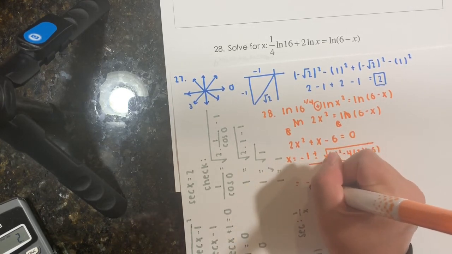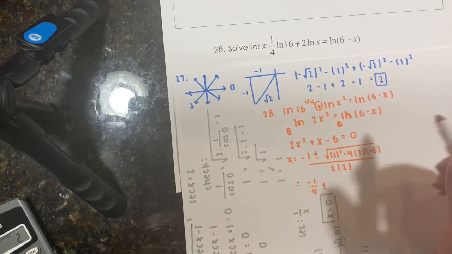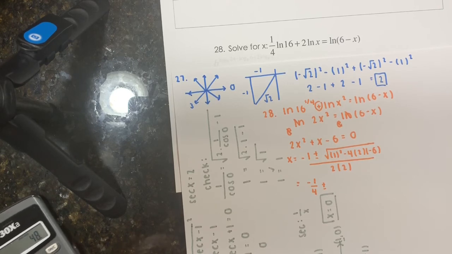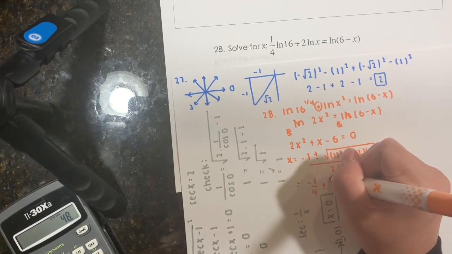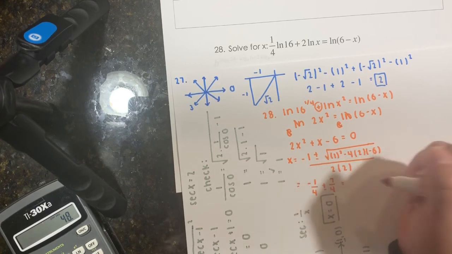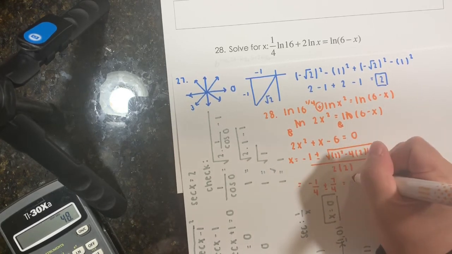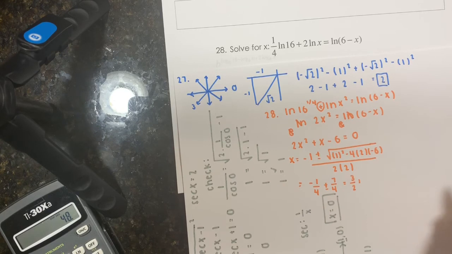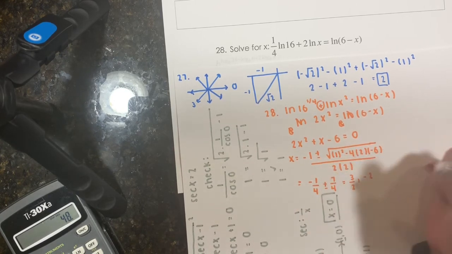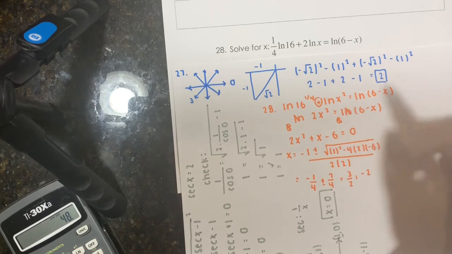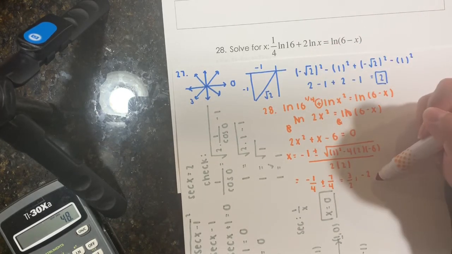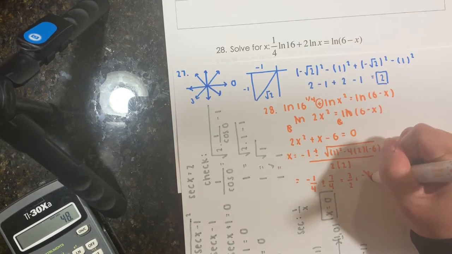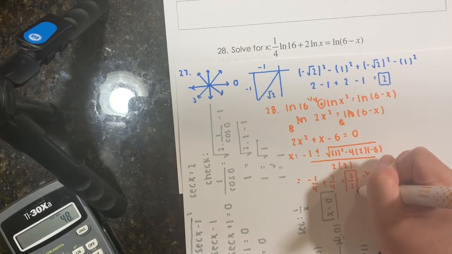So I have negative 1 over 4 plus or minus. Okay, so 4 times 2 times 6 gives us 48. Plus 1 would be the square root of 49, so that would be 7/4. So -1 plus 7 would be 6/4, so that would be 3/2. Then -1 minus 7 would be -8/4, so -2. Remember though, we can never take the log of a negative number. So if I plug in this -2 into here, that would be the ln of -2. You cannot do that. So therefore your only answer is going to be 3/2.